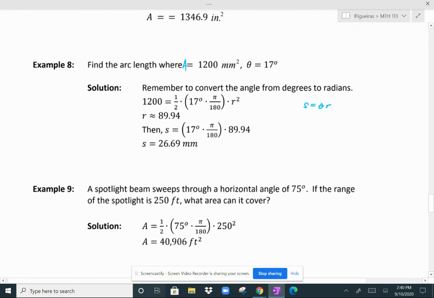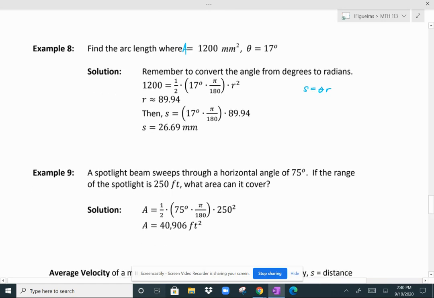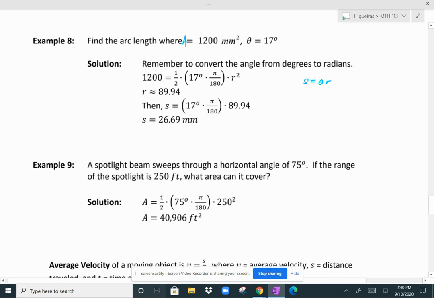Okay, here's another one. A spotlight beam sweeps through a horizontal angle of 75 degrees. If the range of the spotlight is 250 feet, what area can it cover? All right, so here's your spotlight and it's beaming out. The length of that light reaches 250 feet. And they want to know what area the light covers.